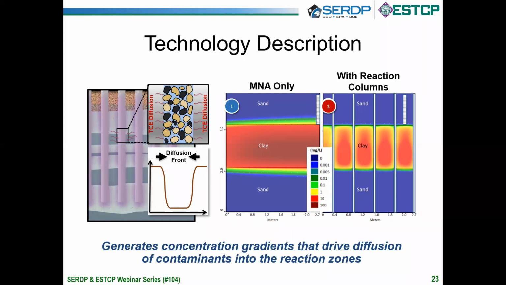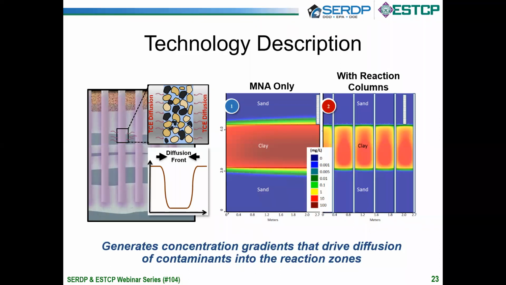So that glide path in the MNA-only scenario might be pretty steady, whereas in the reaction column scenario, we're hoping for a much steeper decline in the glide path of a C versus T plot for any monitoring well that may be in the area. So again, the key point here is that we're generating these concentration gradients that will drive diffusion of contaminants into those reaction zones.